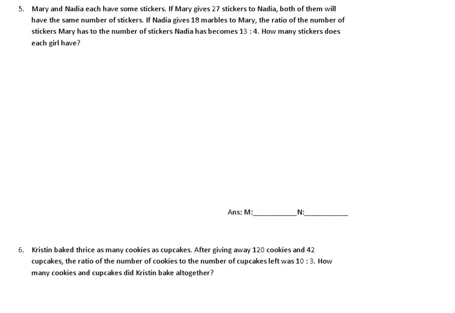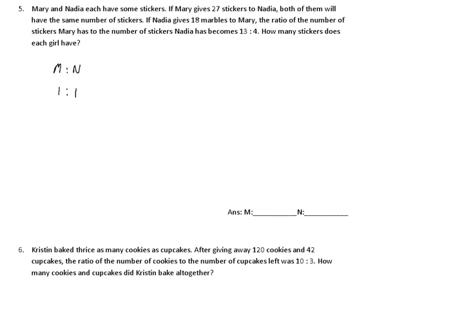Now, Mary and Nadia each have some stickers. If Mary gives 27 stickers to Nadia, both of them will have the same number of stickers. So yesterday we concluded same number. What's the ratio? So Mary to Nadia, same number means 1:1. Right?